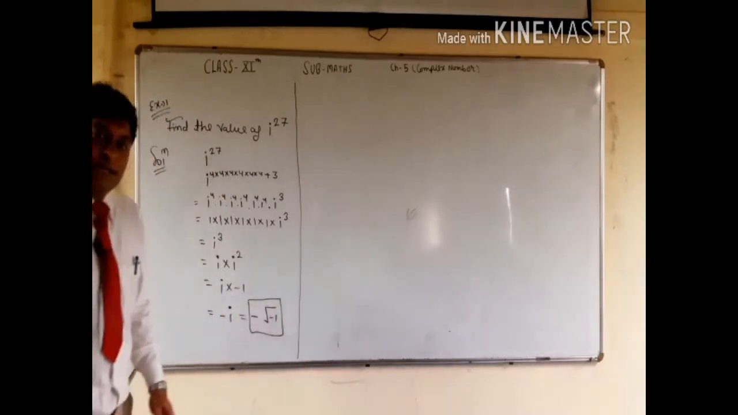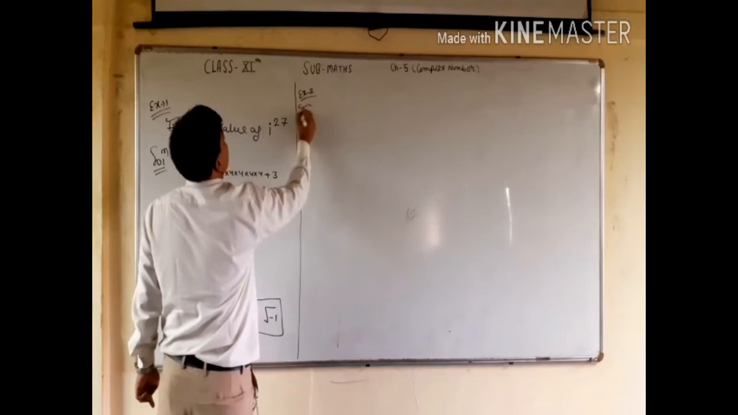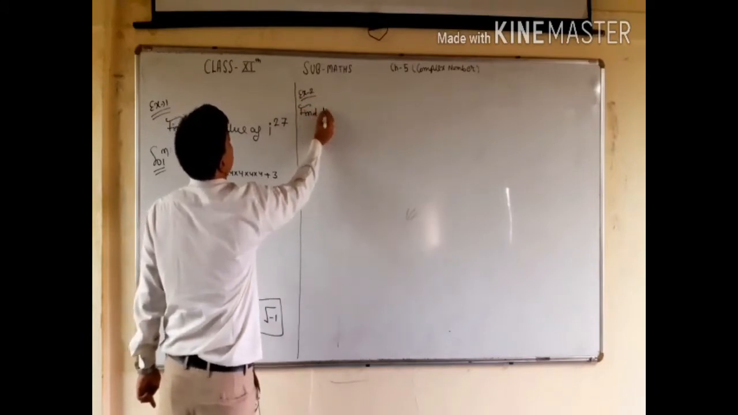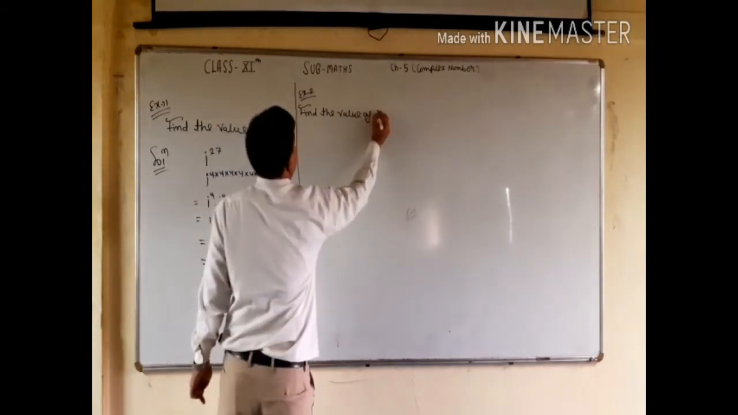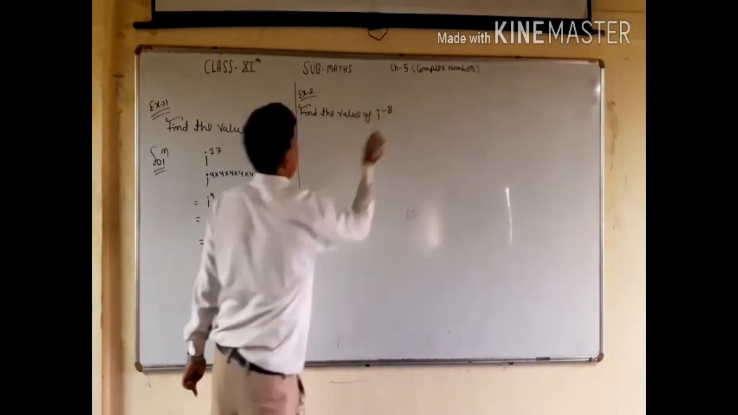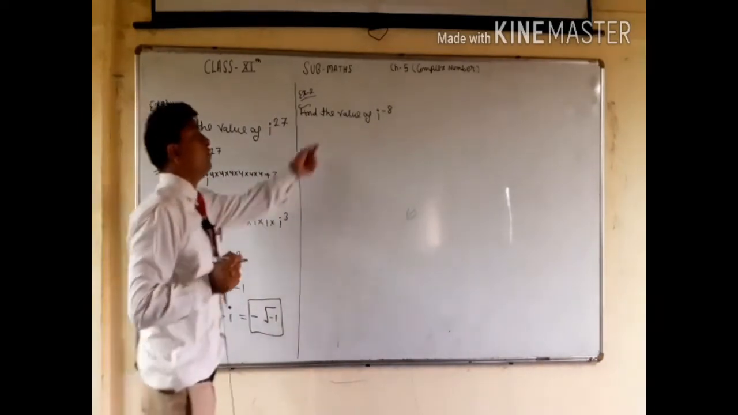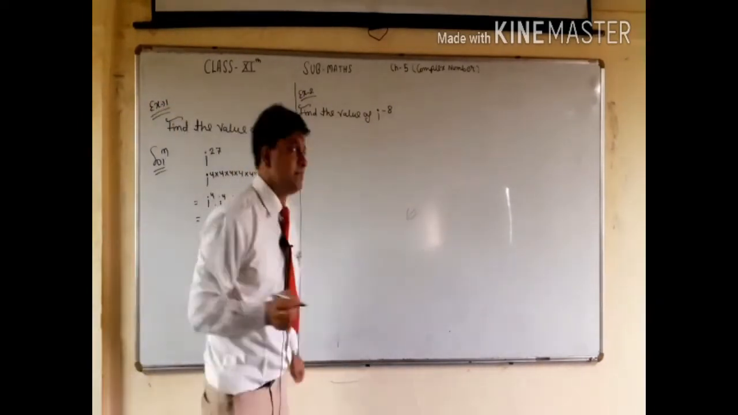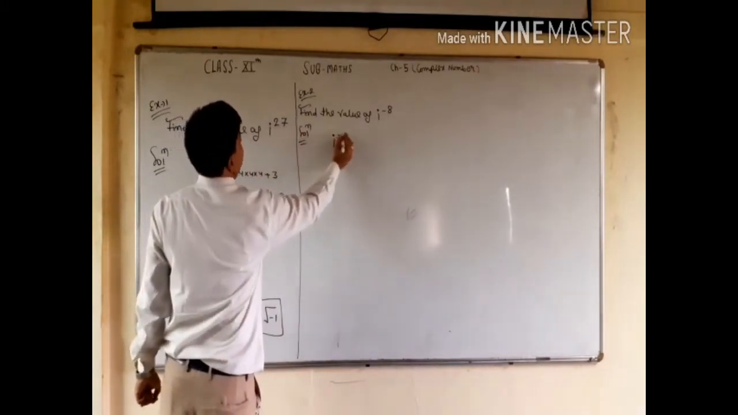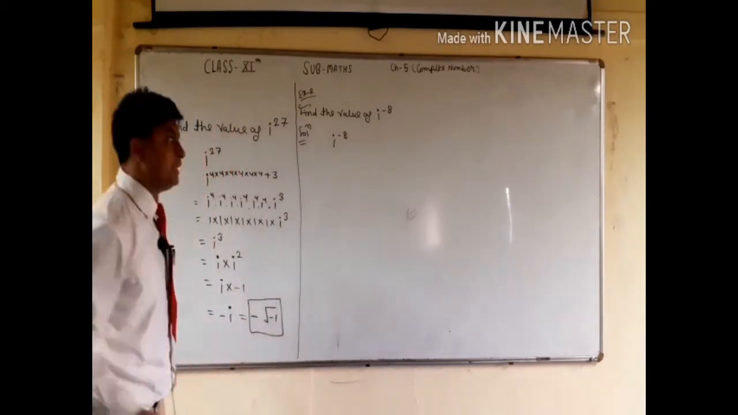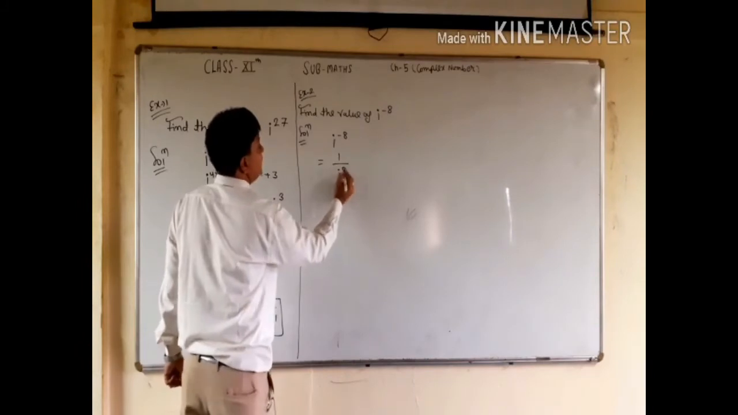Now the next example is, find the value of iota power -8. This is also a very important question. The value of iota power -8. So the solution is, this is iota power -8. Iota power -8 is equal to 1 upon iota power 8.